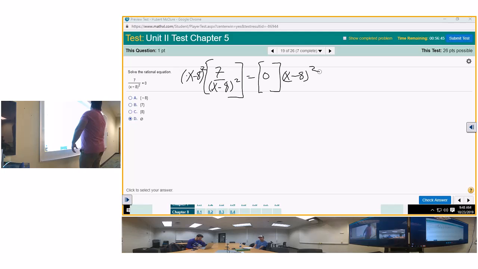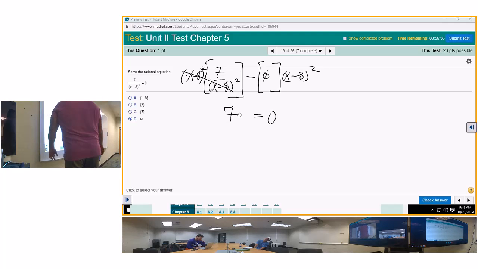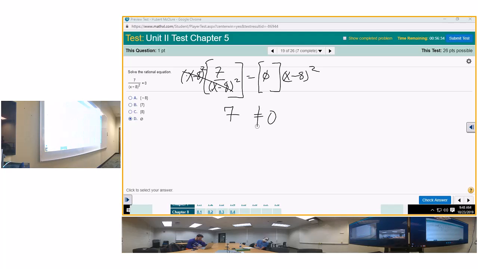Now you don't need a calculator for this. 0 times anything is what? And what happens here? And 7 can never equal 0. And whenever you get an untrue statement, it means no what?